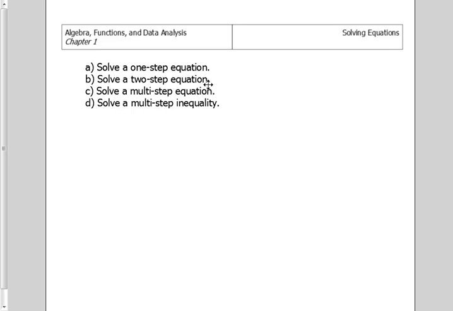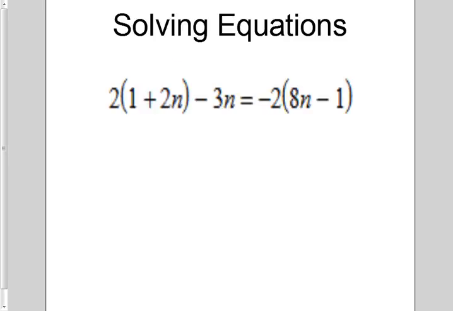Equations, as we can see, we're really only talking a difference here in the number of steps we need to use to solve. And all of this was done in Algebra 1, so we're just going to briefly review it. Before we get into your notes, here's an example of a very difficult equation that we're going to have to solve.